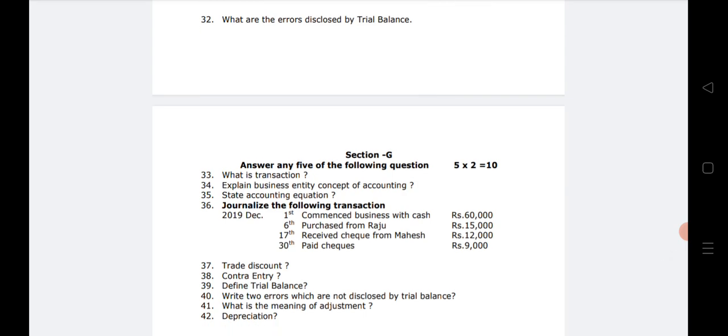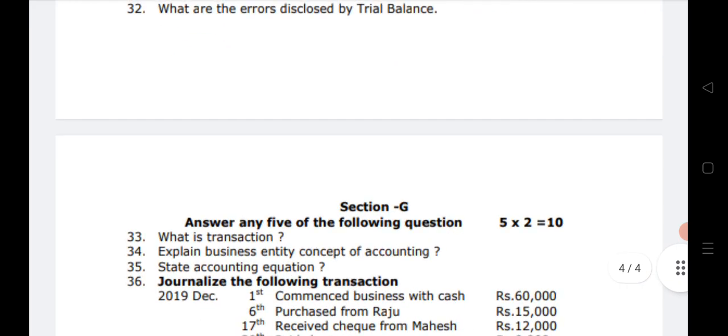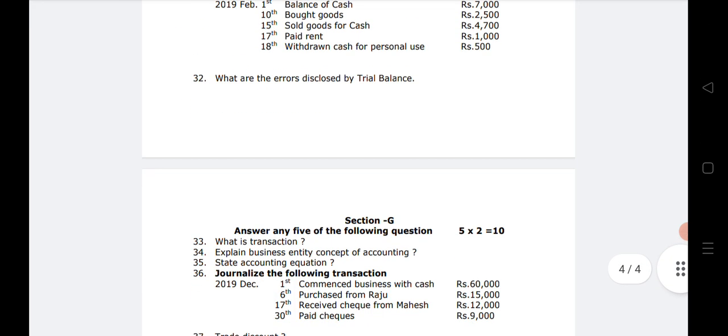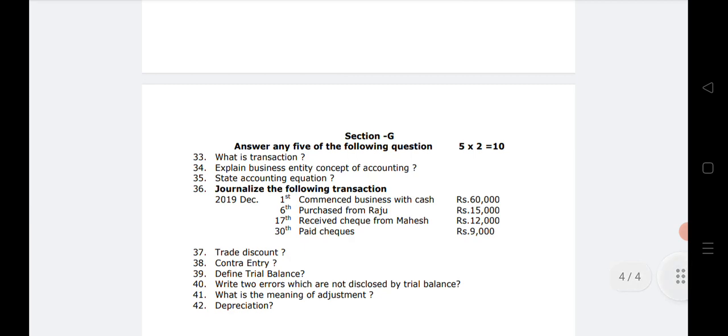For practical, for final account, do the last 3 years' papers. For triple column, do the last 3 years' papers. For ledger, the last 3 years' papers. For ledger as well as simple column cash book, as well as subsidiary books, last 3 years' papers, and journal entry, trial balance, and opening entry, last 3 years' papers. For practical, do the last 3 years' papers. For theory you can refer to this one as it is.